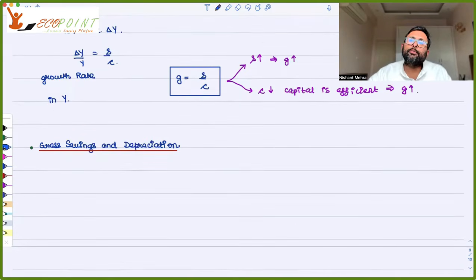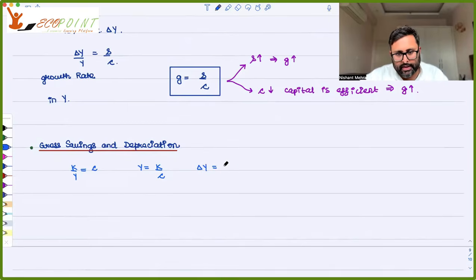We can write all this in terms of gross savings and depreciation also. From gross savings, when you deduct depreciation, what you get is net savings. So I can write my capital output ratio as capital K by capital Y is equal to small c. So I can write Y is equal to capital K by small c. So I can write delta Y equals 1 by c, which is a constant, times delta K. So by definition, delta K is the net investment.